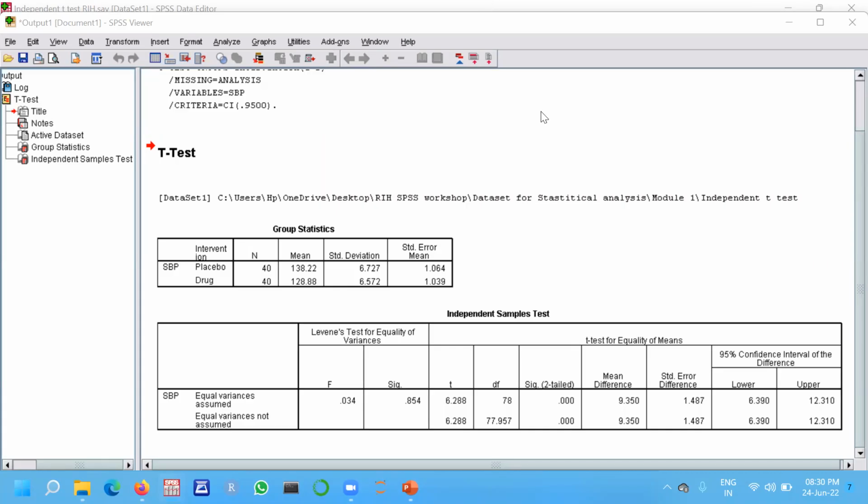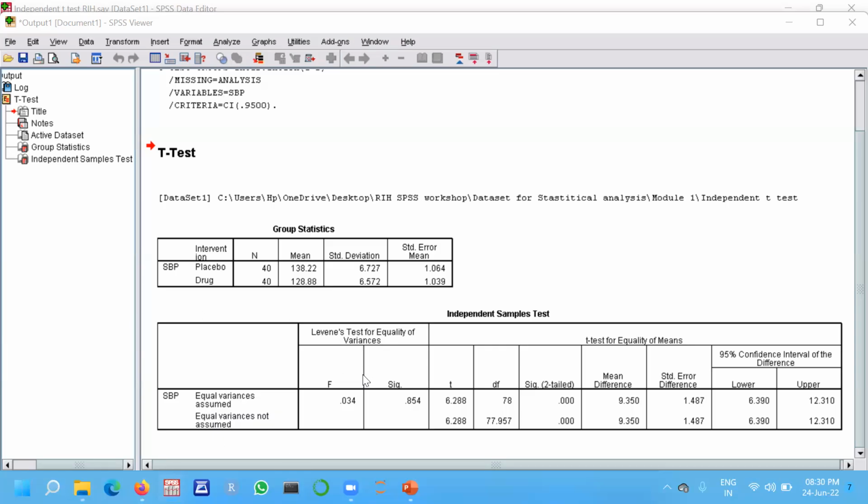So here the significance. See, in SPSS, the p-value is given as significance. That is Sig. So this is more than 0.05. So Levene's test of equality of variance is assumed. So we are assuming the homogeneity of variances, or equal variances assumed. So we can very well go with this independent sample t-test.